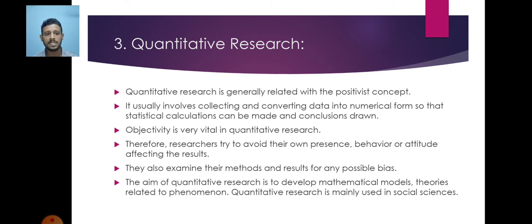Therefore, researchers try to avoid their own presence, behavior, or attitude affecting the result. They also examine the methods and results for any possible bias. The aim of quantitative research is to develop mathematical models and theories related to phenomena. Quantitative research is mainly used in social science.